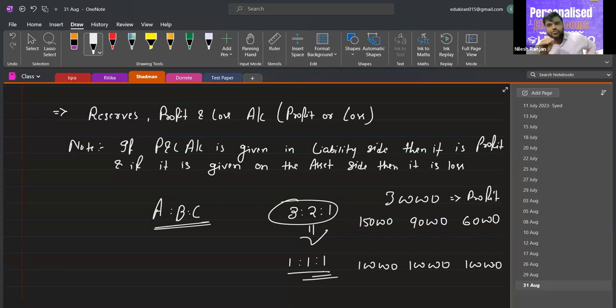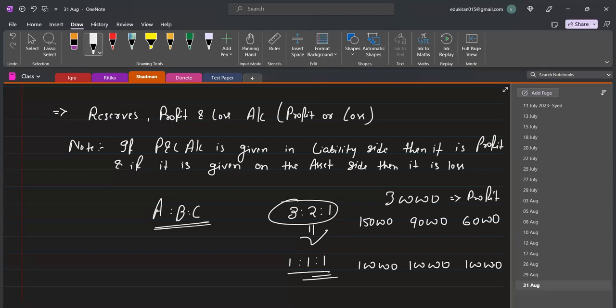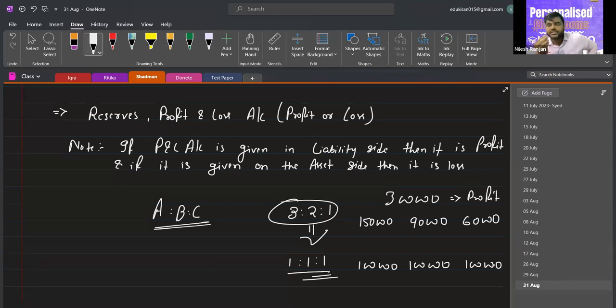In this situation, if any one partner does not agree with the decision, then it cannot take place in the partnership. We need the consent of every partner for taking any big decision. Small decisions can be taken individually, but any big decision needs the consent of all the partners. So if A does not agree, then we cannot apply this decision on the firm.